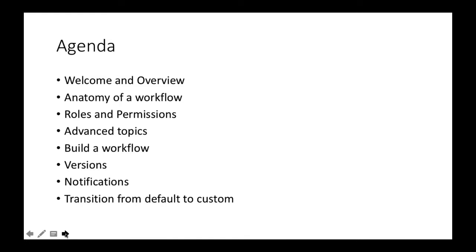And then we'll talk about versioning a workflow, notifications, and a visual of what notifications actually look like. The workflows alert the participants in the workflow through an email alert, those notifications. And then we'll talk a little bit about some tips on how you would transition from your default workflow, current workflow, to a customization.